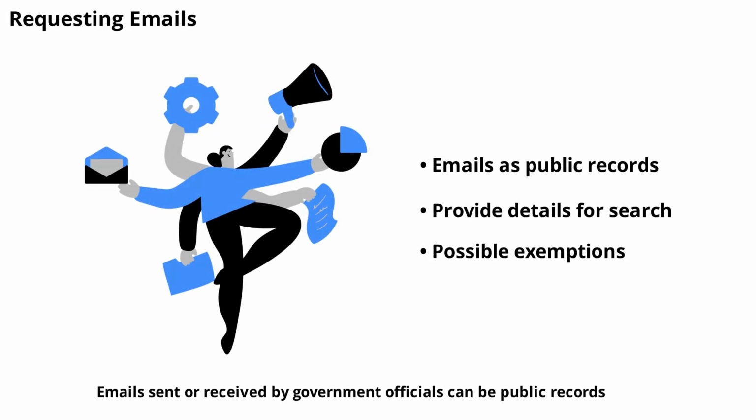Emails sent or received by government officials can be public records, depending on the subject and content. When requesting emails, include the sender, recipient, date range, and keywords to help the agency locate the relevant messages. Be aware that some emails may be exempt or redacted for privacy.